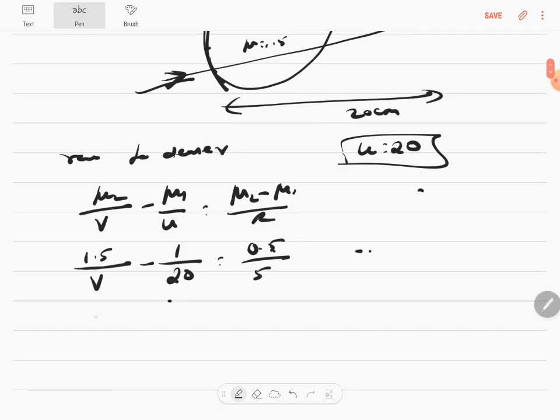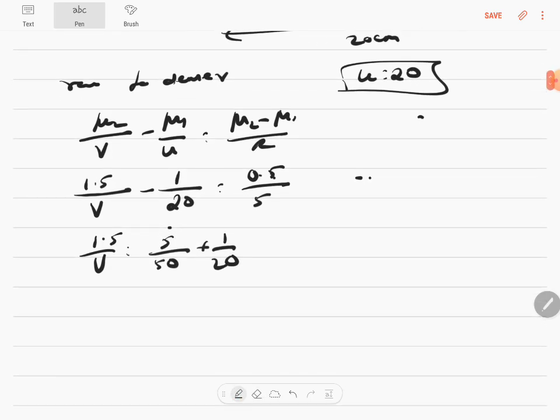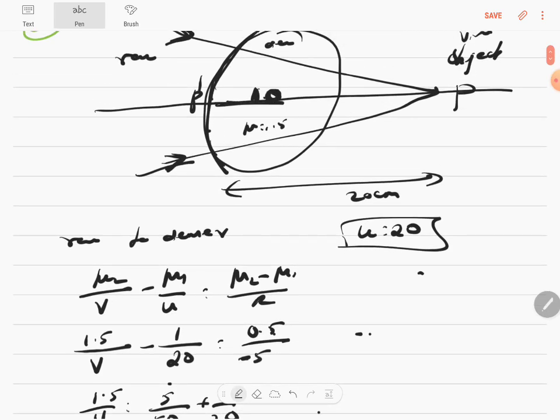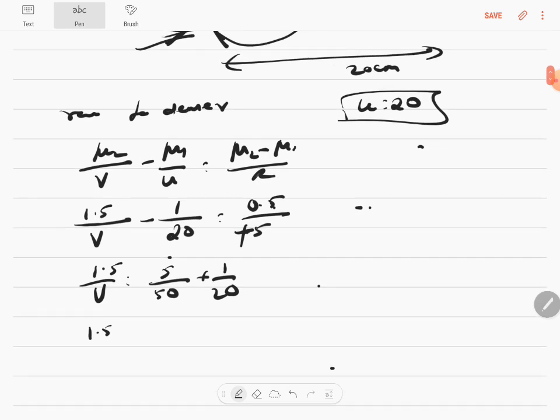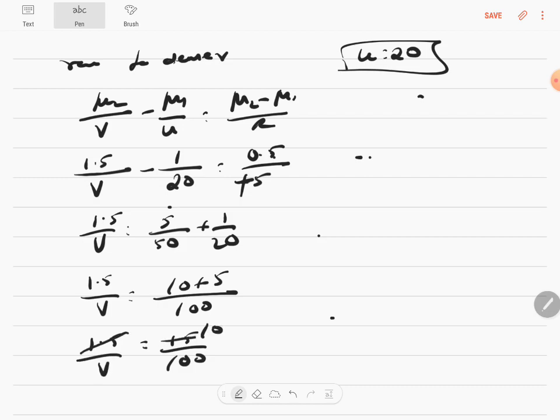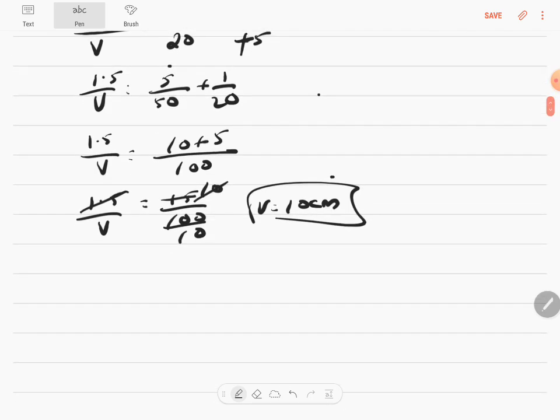So 1.5 by V is equal to 0.5 by 5 plus 1 by 20. The radius is here only positive, it's not negative, so it's plus 20. So 1.5 by V is equal to, let's write it as 100, 5 2s are 10 plus 25 is 100, so 15 by 100 is equal to 1.5 by V. This and this get cancelled, and this and this get cancelled, thus you get V is equal to 10 centimeter. So this is the way to do this sum.